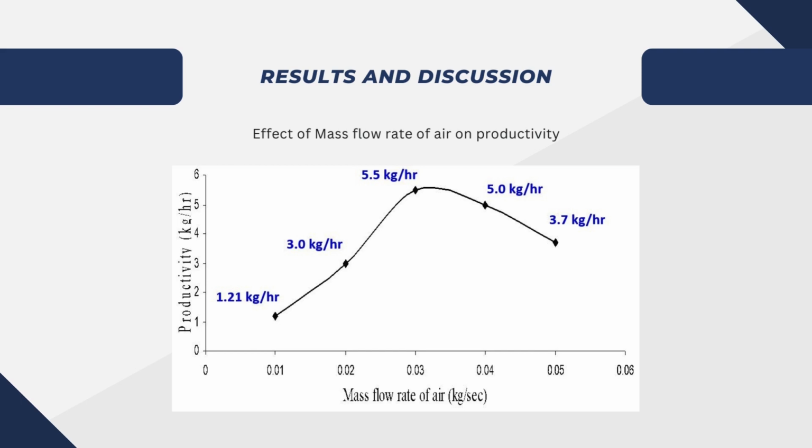It is clear that up to the optimum mass flow rate of 0.03 kg per hour, the system gives a 400% increase in productivity with a 200% increase in air mass flow rate. After that, even with a 70% increase in mass flow rate over the optimum value, a 40% decrease in productivity can be observed.